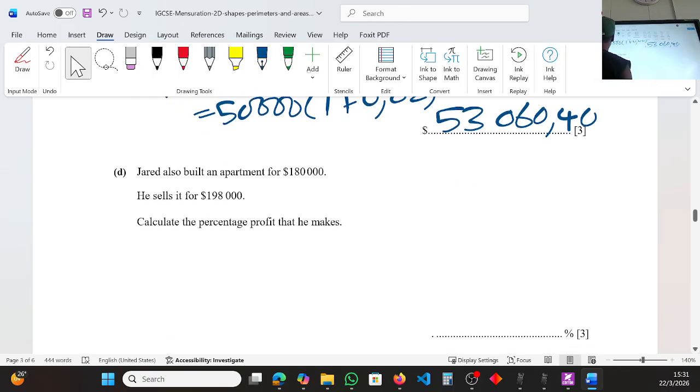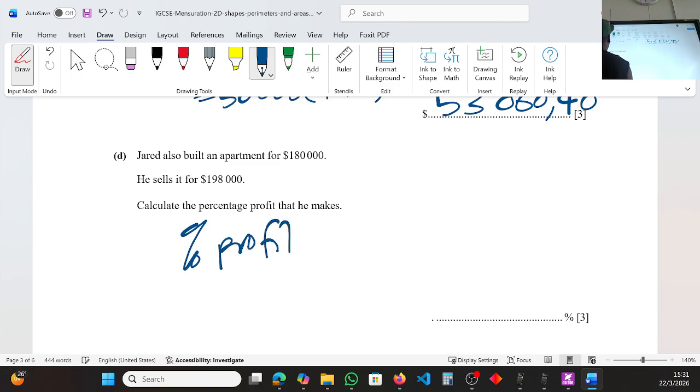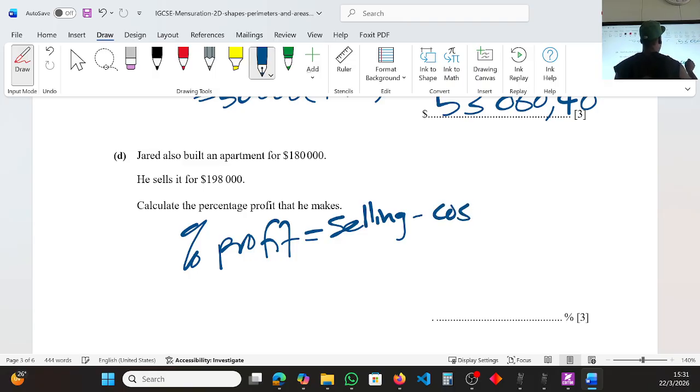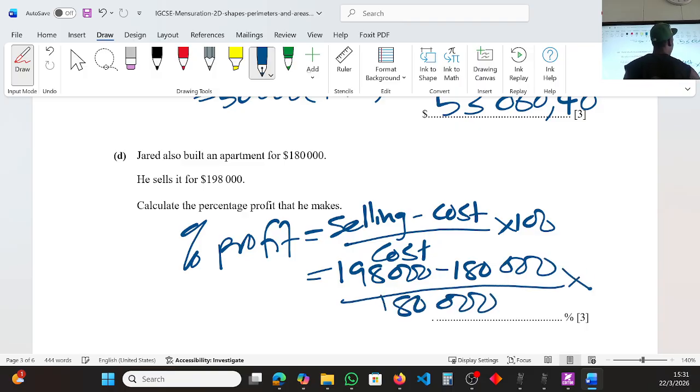Then I move to the next part. Jack also built an apartment for 180,000. He sells it for 198,000. Calculate the percentage profit. So percentage profit is given by selling price minus cost, over cost, multiplied by 100. When I do my substitution: 198,000 minus 180,000 over 180,000 multiplied by 100.